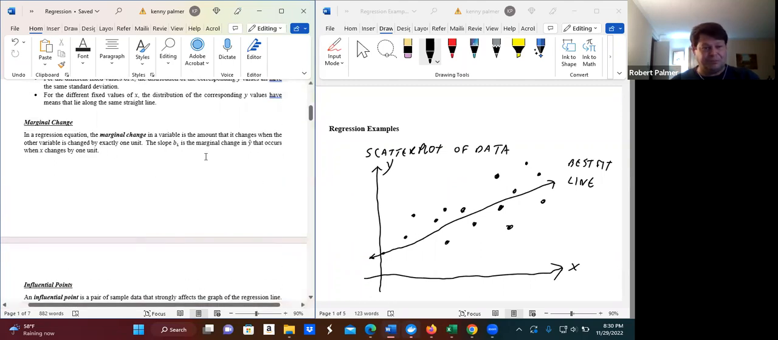So first off, it says in a regression equation, the marginal change in a variable is the amount that it changes when the other variables change exactly 1 unit. Now that's kind of a lot of words. What that basically comes down to is the slope. The same way the slope, if you remember from algebra, is change in Y over change in X, or rise over run. Basically, the slope tells you this marginal change, how much a unit change in X affects the change in Y.